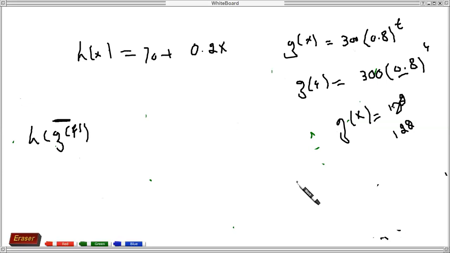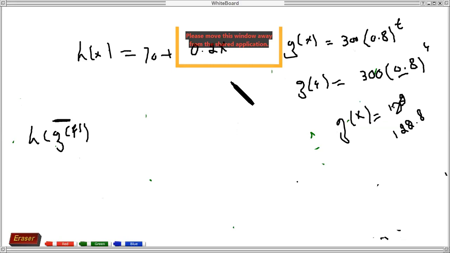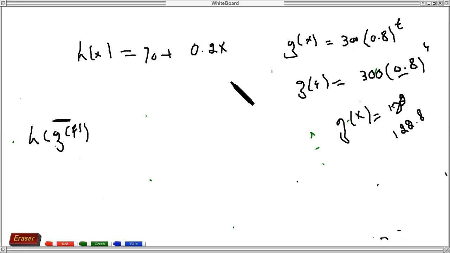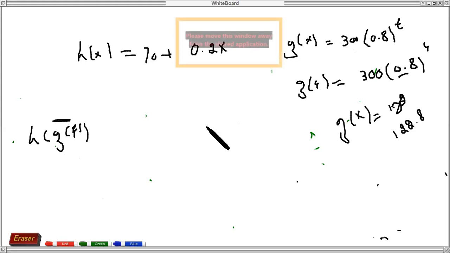Okay, so putting values, 0.8 power 4 multiply with 300 equal to 122.8. So, 122.8.